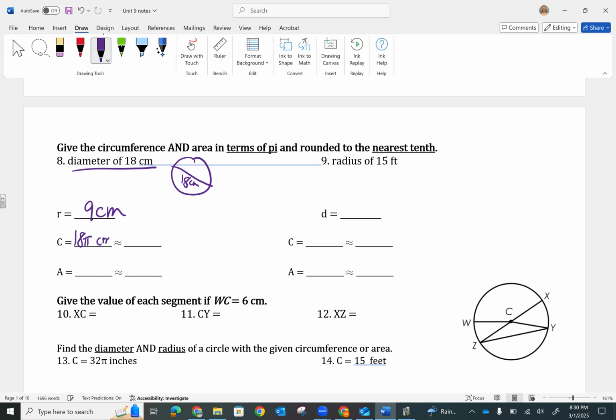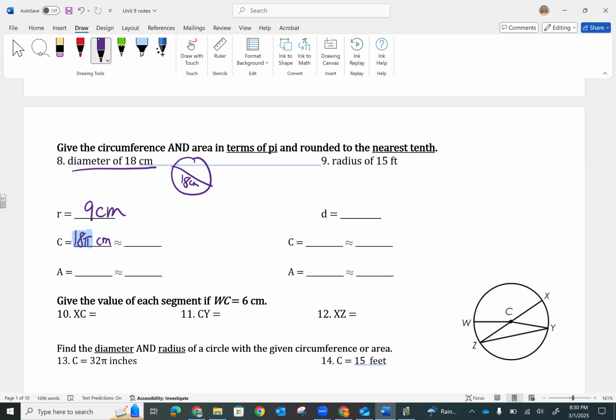That's going to be in centimeters. One thing you should do is make sure that you find the answer, and then you say what dimension it is: centimeters, feet, inches, inches squared, centimeters squared, etc. Area is in square units. Radius, diameter, and circumference are all in just plain old units, not square units.